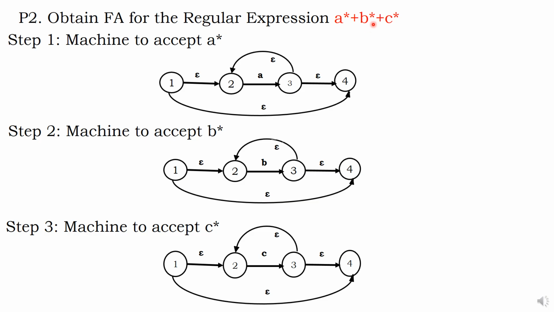No sir, it is plus. If it is dot, concatenation. Concatenation means what you should do? Start from here, join. Start from here, join. But sorry sir, this is union plus. What do you mean by plus? Or. What do you mean by or? Parallel. How to do parallel?